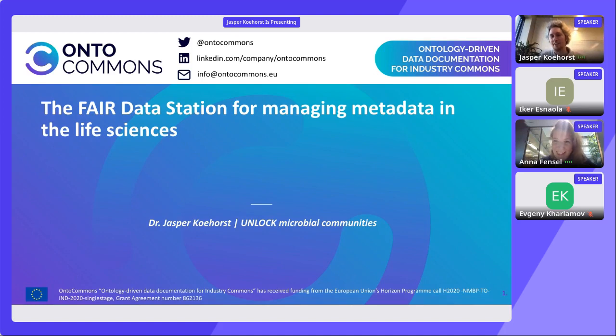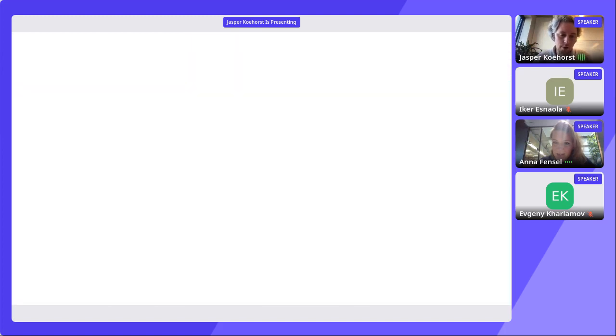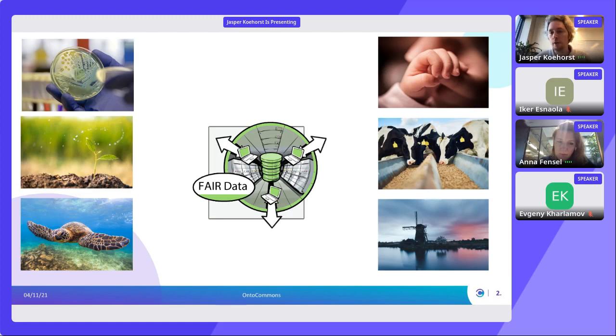Yeah, I'm there. So thank you for the introduction. So I will be talking about the FAIR data station, because in the life sciences there's a lot of data being generated, and I am part of an infrastructure of the Unlock system, where we work with microbial systems. So these microorganisms that do all kinds of interesting things for nature, for your human gut, for health, and for the environment.